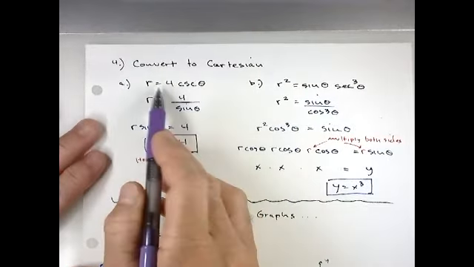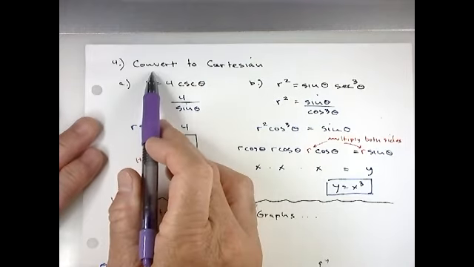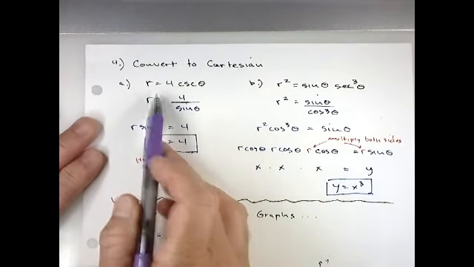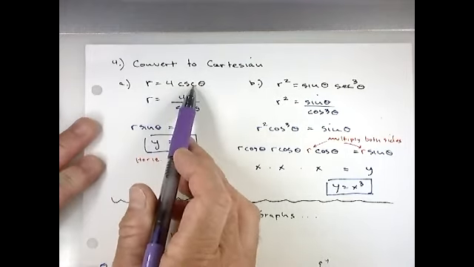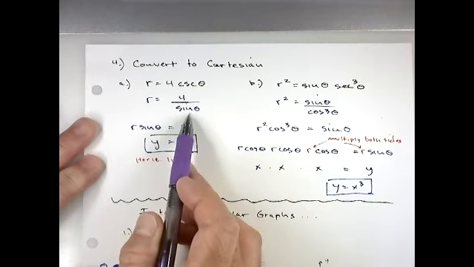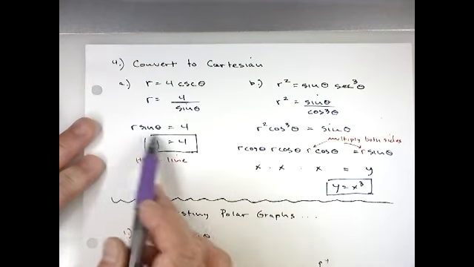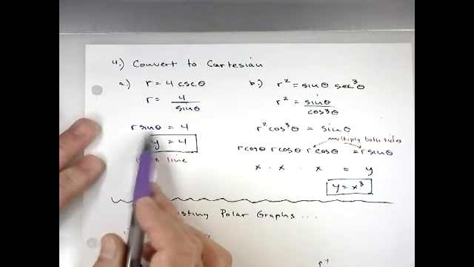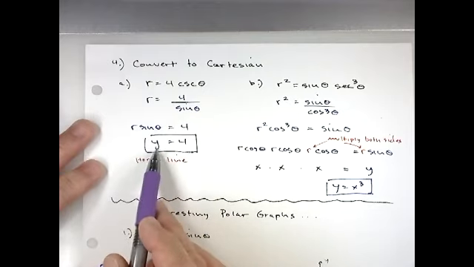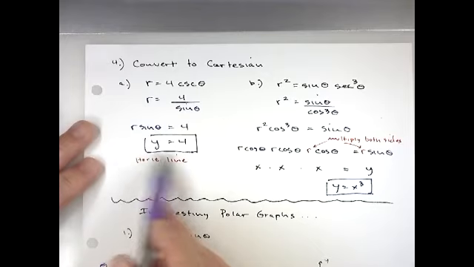Okay. What about going the other way? Sometimes you have to convert back to Cartesian. r equals 4 cosecant theta is the same as r equals 4 over sine theta. If you multiply the sine theta over, r sine theta equals 4, and then you would want to recognize that r sine of theta is the same thing as y in Cartesian. So this is just the horizontal line, y equals 4.